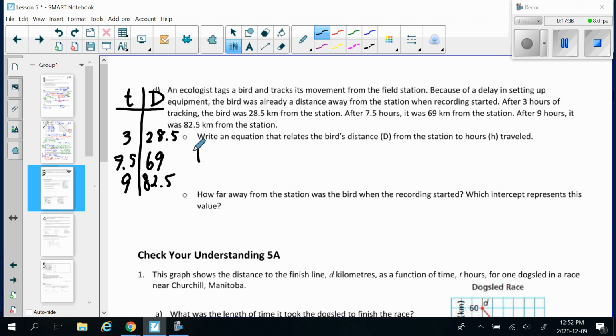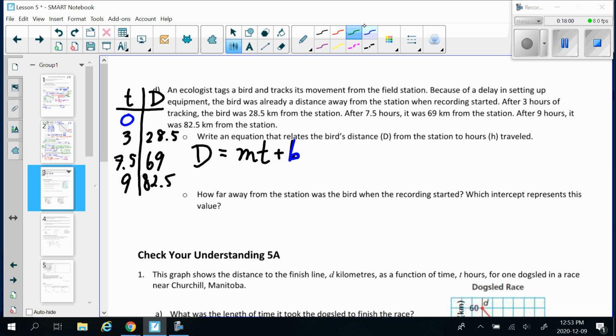So it's going to be D is equal to some kind of slope times T plus some kind of y-intercept. And I don't know what either of those are right now. Now, if I had the 0 point here, then that would have been my B. But I don't even have that. So life sucks right now. But I can calculate my slope though.